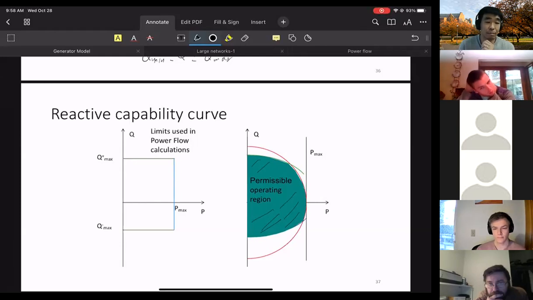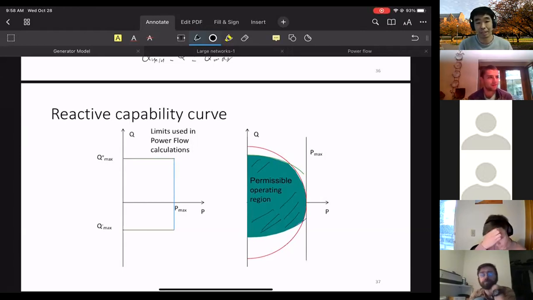Sometimes this sort of region you just define, you just draw, you just pick a region, basically. And often it's up to the owner of the generator to pick their own region. So how the system works is, if you own a generator, you tell the system operator, this is my PQ operating region. Then the operator tells you the operating point, making sure your operating point is within your own region. That's what the system operator does.